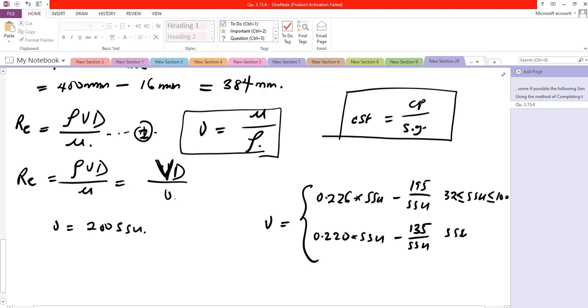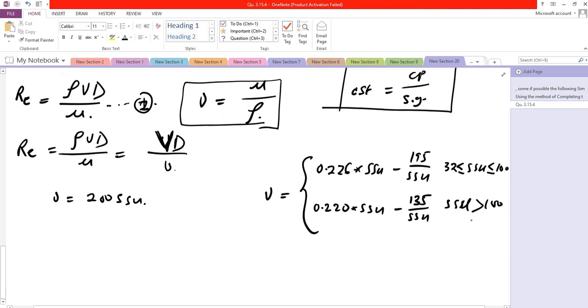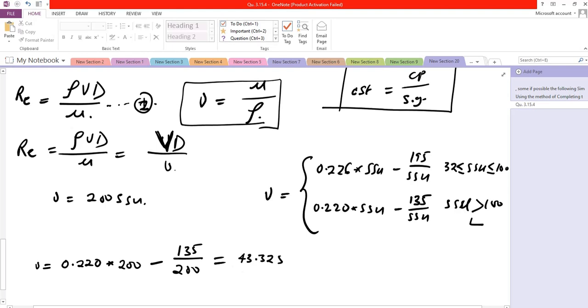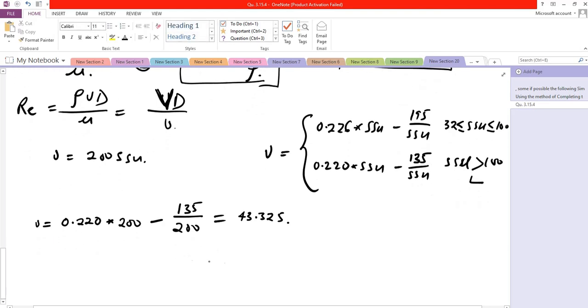So when this SSU is greater than 100, that means we are going to use the second part of the equation. So our kinematic viscosity will now be 0.220 times 200, since 200 is more than 100, minus 135 all over 200. Now this will give us 43.325. Now this is in centistoke.